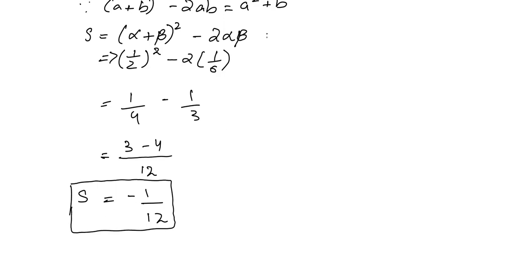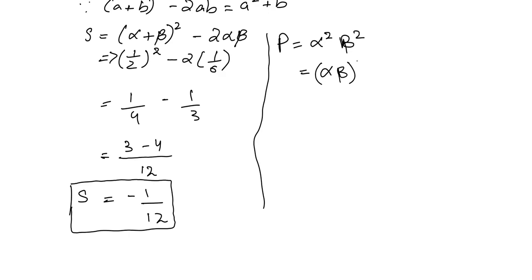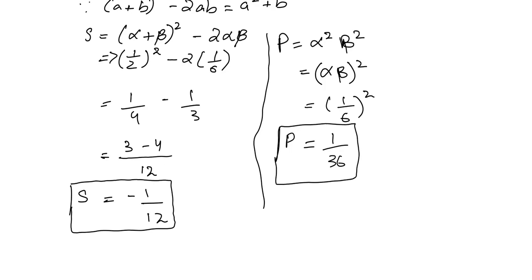Now for the product of roots, let's write it as p, and p will be simply alpha squared times beta squared. Don't worry, we don't have to write another formula manipulation for this. We can write it as alpha beta whole squared, and we know that alpha beta we have already calculated. It is 1 over 6, so it will be 1 over 6 whole squared. So from here p will be equal to 1 over 36. So yes, we have the sum of roots and product of roots.